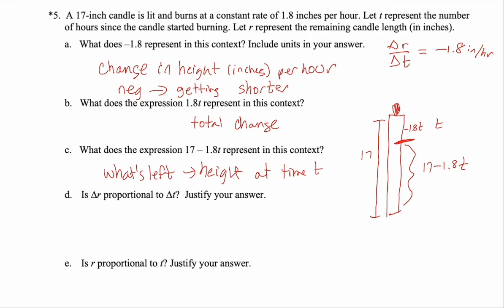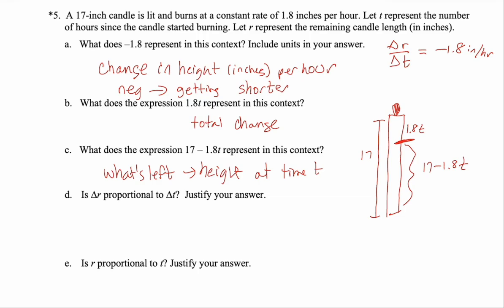Actually, you could write that as a positive 1.8t. Anyway, that's 1.8t. And how do we know that that's correct? Well, think about it. It should total the original 17 in height. 17 minus 1.8t plus 1.8t, that 1.8t would cancel out. So is this proportional? That's what it says in D.